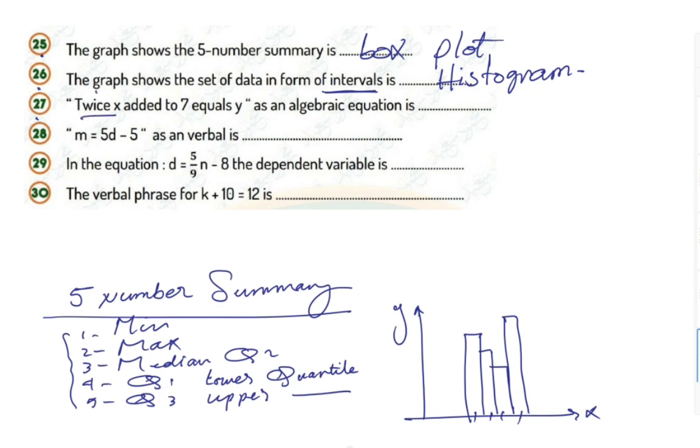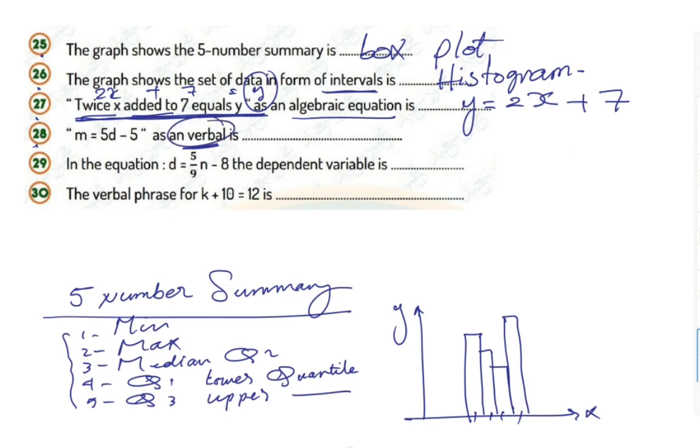27: twice x added to 7 equals y. What does twice x mean? That means 2x, added to 7 equals y. So I just write it as an algebraic equation, and in the algebraic equation I try to put y first. y equals 2x plus 7. Twice x added to 7 equals y is called a variable phrase.